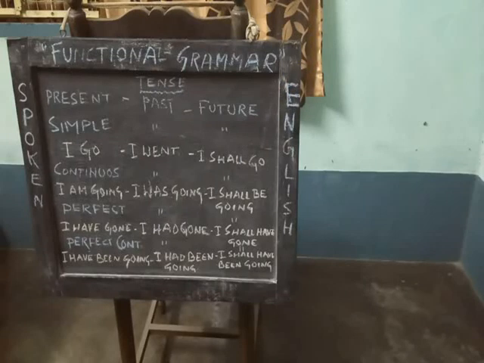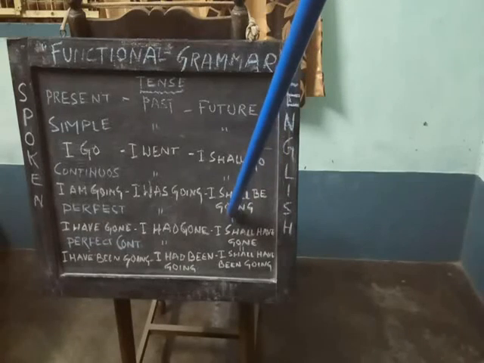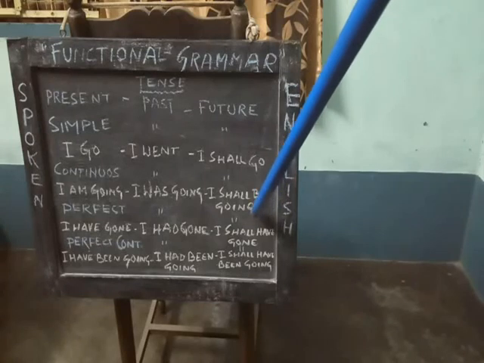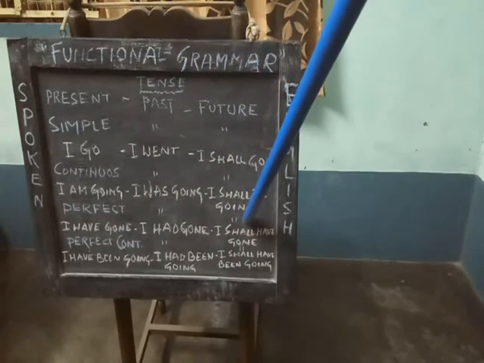Now coming back to future continuous, the same way I will say any action that will be continuing at a given point of time in future. Okay. In future, any action at a given point of time which will continue can be identified as future continuous tense. So when I am going to make an example, how can I make an example? I shall be going. Okay.